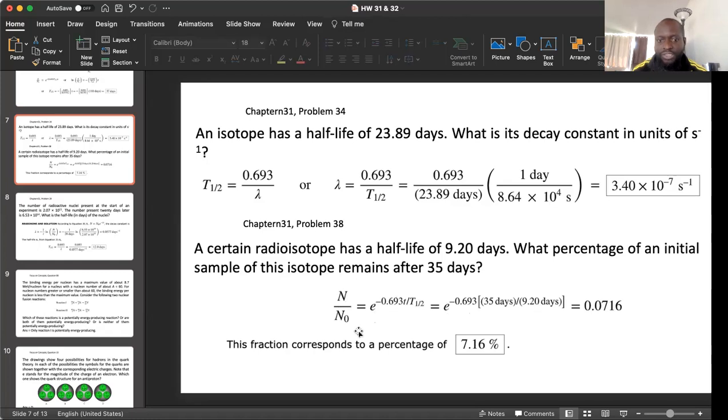So N over N naught is the fraction, the percentage of the initial. N naught is the initial, and N is what is left. The percentage is N over N naught. That's what we're looking for, 0.0716. So we'll just convert that to a percentage. It gives us 7.16% for the particular numbers in this problem. Your numbers might be different, so just watch out for that and follow the same process here. You should get the same answer.